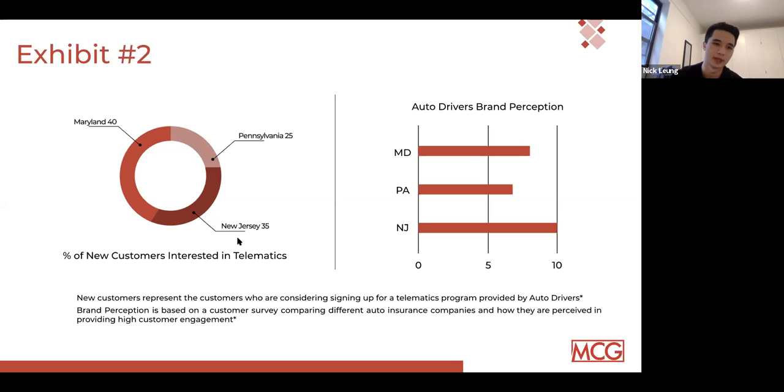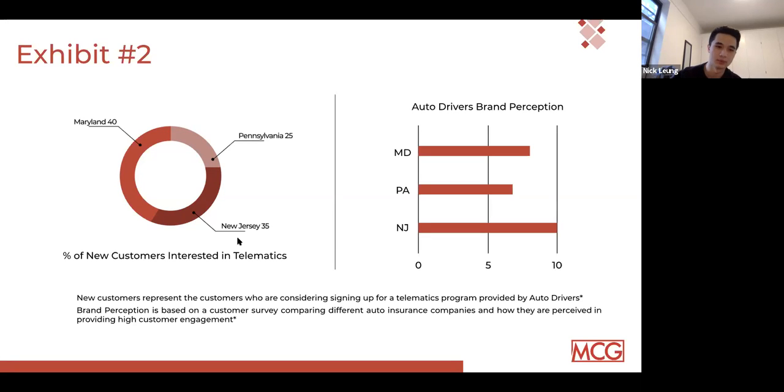So how I'd walk through this is, okay, we have some data based on 3 different states, Maryland, Pennsylvania, New Jersey. If you don't know the acronyms or the initials, you can ask. But also, on the left, we see that this pie chart is talking about the percent of new customers interested in telematics. The highest percent of customers interested is Maryland, followed by New Jersey, then Pennsylvania. On the right, we see Auto Drivers brand perception. I guess this is how people perceive the brand, or how aware people are of the brand in these 3 states. Pennsylvania has the lowest, while New Jersey has the highest.